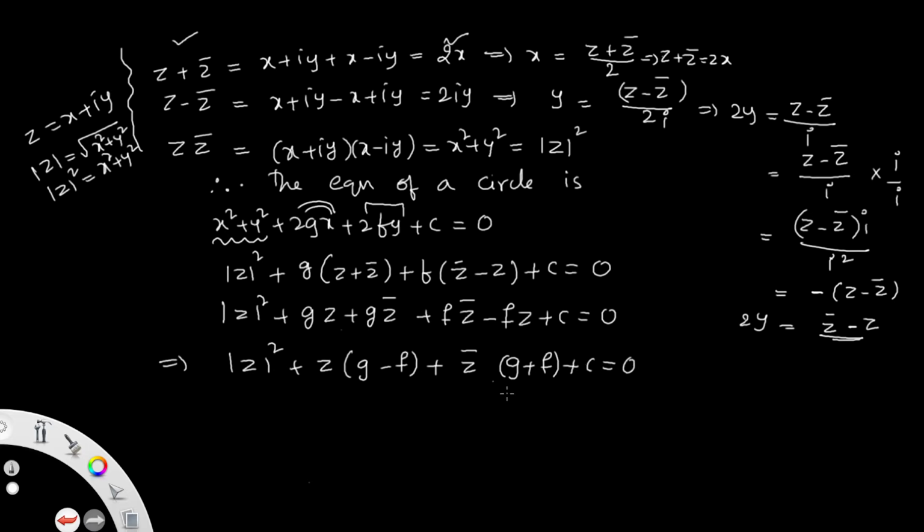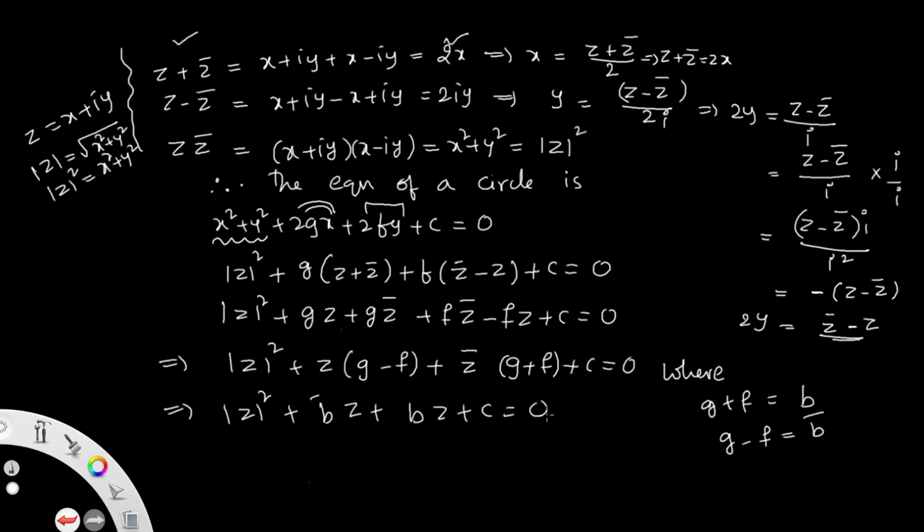Let us take g plus f equal to something, say b, and g minus f is nothing but its complement, b bar. We substitute in this: mod z square plus (g minus f), that is b bar z, and (g plus f), that is b z, plus c equal to 0. Now hence proved. So the question is changing all the terms into z terms only.